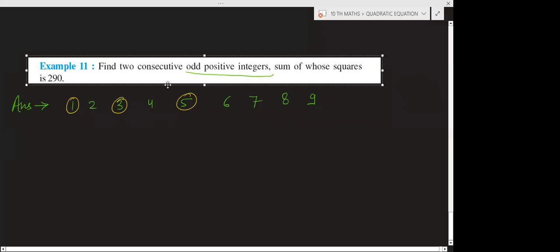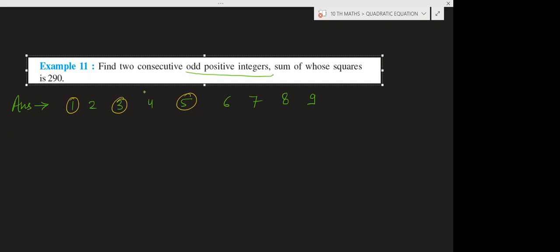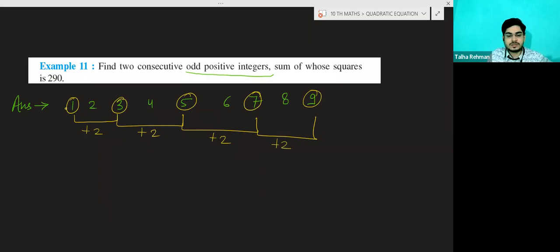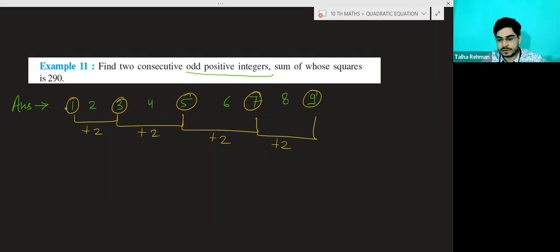Okay. So there can be two consecutive positive integers. If you do the sum of the squares, then you will get the numbers. 1, 3, 5, 7, and 9. So now see, here there is an increase of 2. From here to here, there is an increase of 2. From here to here, there is an increase of 2. By the way, what are the numbers? 11 and 13. When you square 11, it will be 121. When you square 13, it will be 169. When you add, you will get 290.